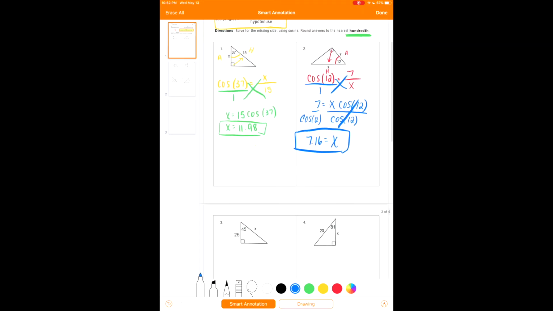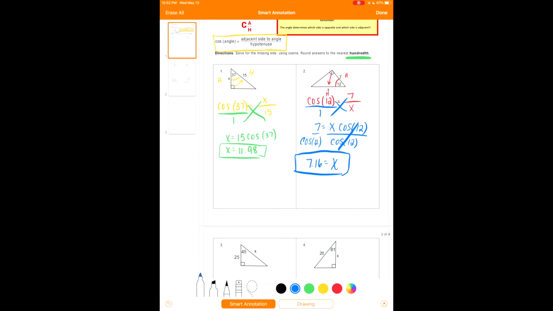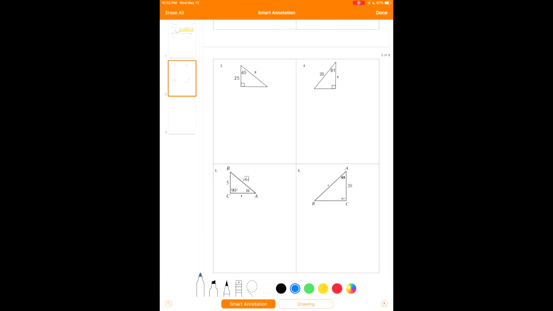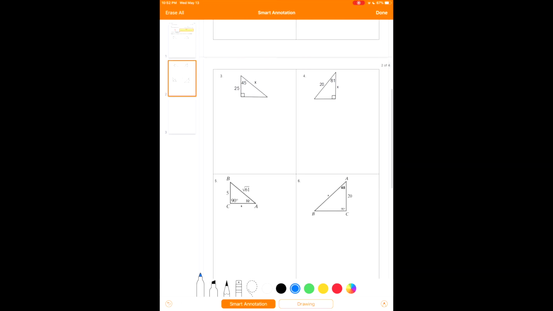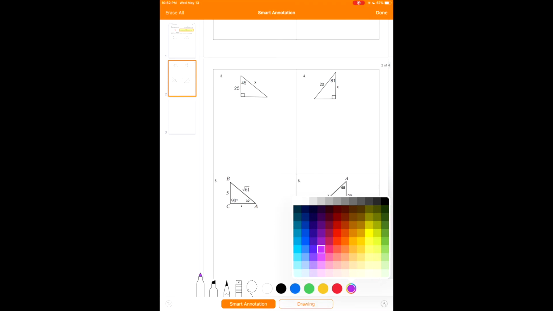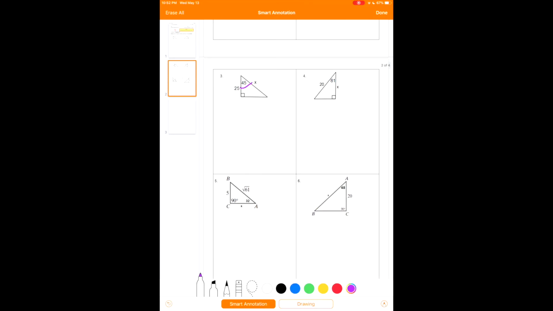Now, 1 and 2 kind of show us the 2 different ways they can ask us this. The rest of the examples are going to be the exact same, so you just have to model them after either number 1 or number 2. So starting for number 3, the first thing I'm going to do is identify my angle of 45. So I have cosine of 45 equal to, my x is going to be my hypotenuse because it's across from the right angle, and my 25 is going to be my adjacent. So my adjacent over my hypotenuse is 25 over x. Then I'm going to put my cosine 45 over 1, and I'm going to cross multiply.